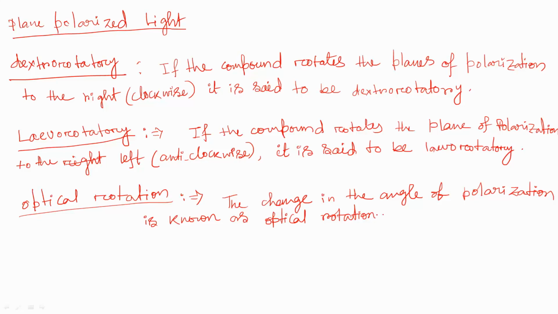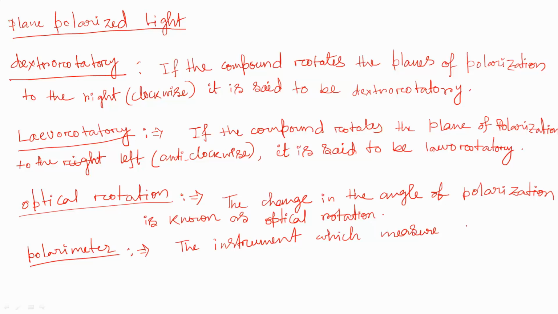The optical rotation is detected and measured by an instrument. Which instrument can measure the optical rotation? It is called the polarimeter. The polarimeter is the instrument which measures the optical rotation.